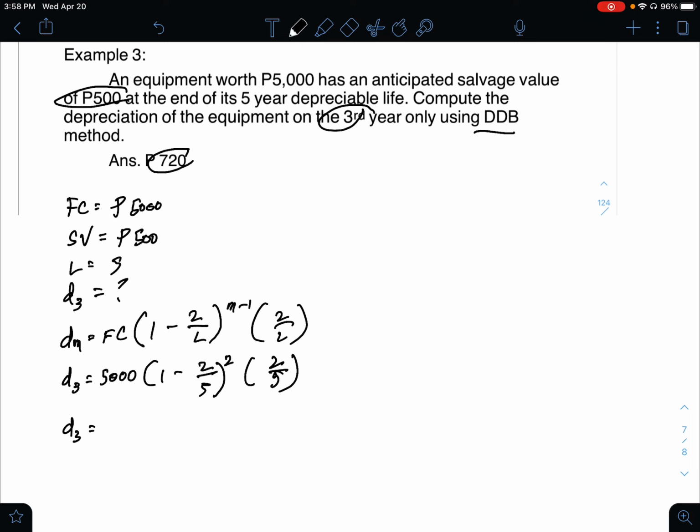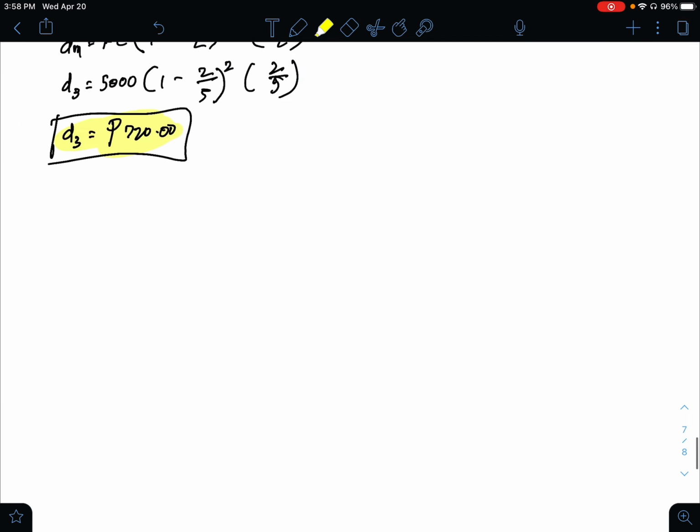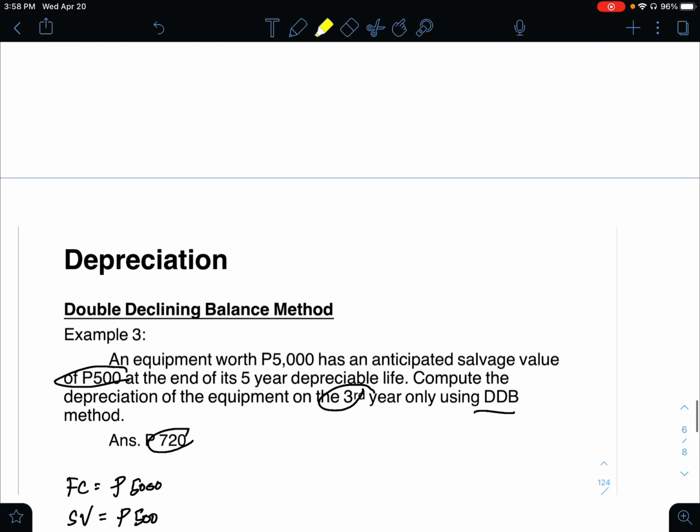I'm sure it is 720 pesos, but let's verify. Yes, it is 720 pesos. So the depreciation on the third year is 720 pesos. After 3 years, the 5,000 pesos becomes 4,000-something, 4,280. This is for the declining balance, or Matheson's method, or the double declining balance method.